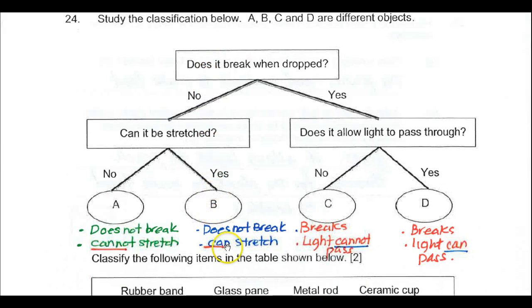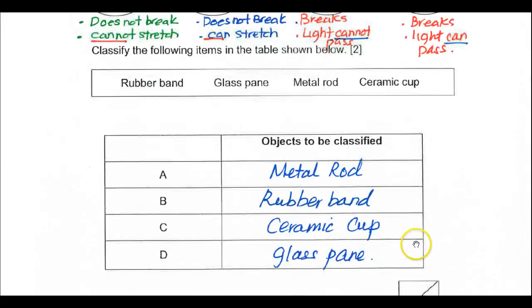Now over here, you must be hardworking enough to write down this. A, here it does not break. See, does not break. Does it break when dropped? It says no. Can it stretch? No. See, does not break, cannot stretch. Okay, write the rest over here and you should be able to answer properly. Right, so these are the answers. A is the metal rock, B the rubber band, C ceramic cup, and so on.